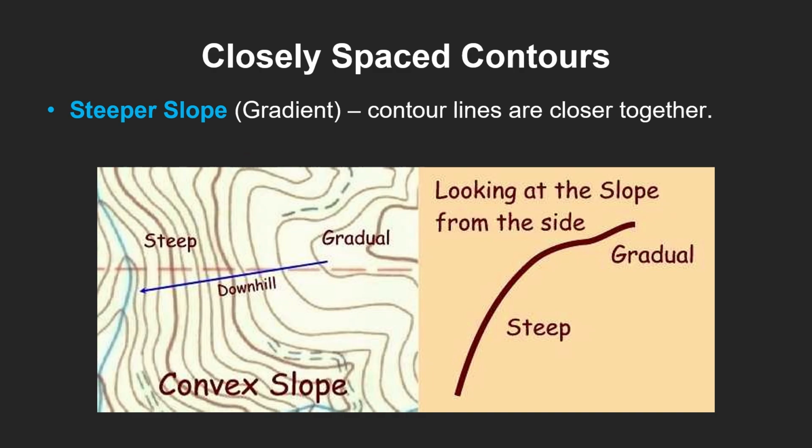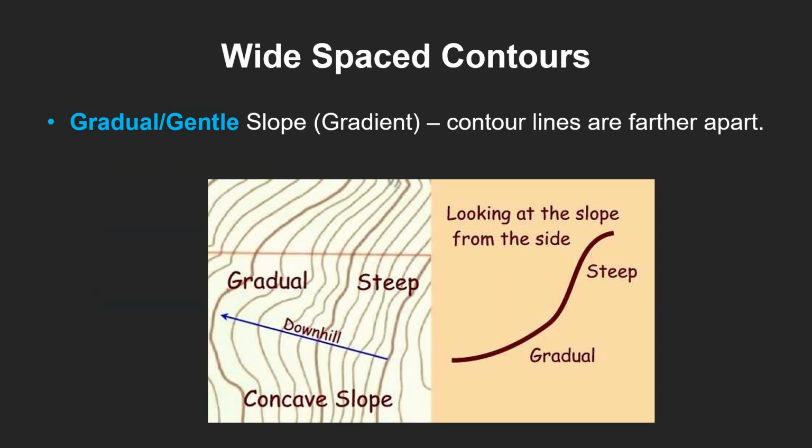Contour lines describe the landscape based on their spacing. When contour lines are close together, the slope is steep. This is typical of cliffs or mountainous terrain. When contour lines are far apart, the slope is gentle. This is common in plains or rolling hills.